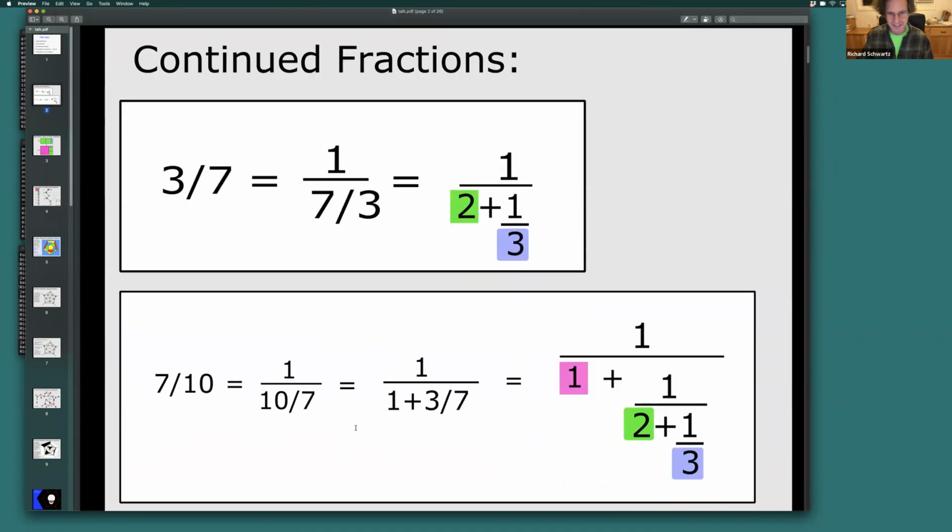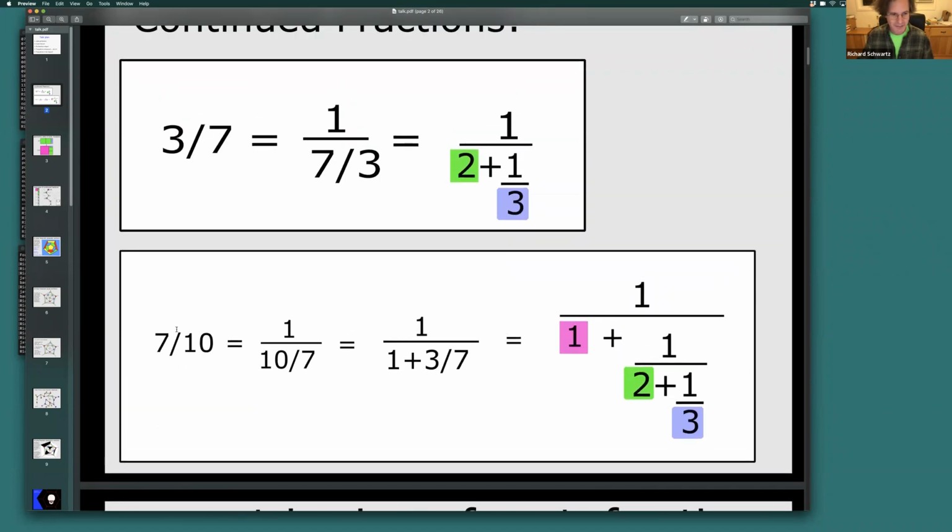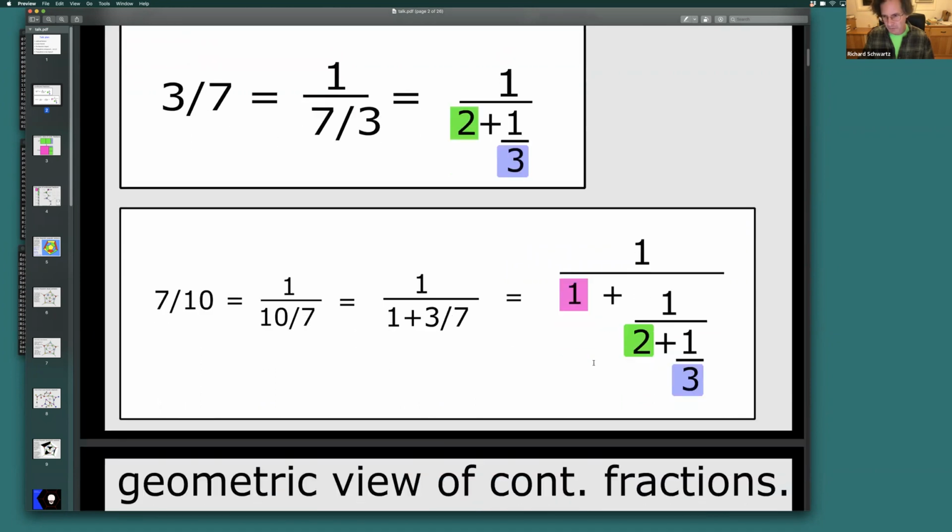Okay, so here it is. You take a number like 3/7. So start with a number between 0 and 1. Take 1 over the number, and then subtract off the integer so that you get back between 0 and 1, and then repeat. So this is the continued fraction expansion for 3/7, and then here it is for 7/10. Once you get to 3/7, you just continue.